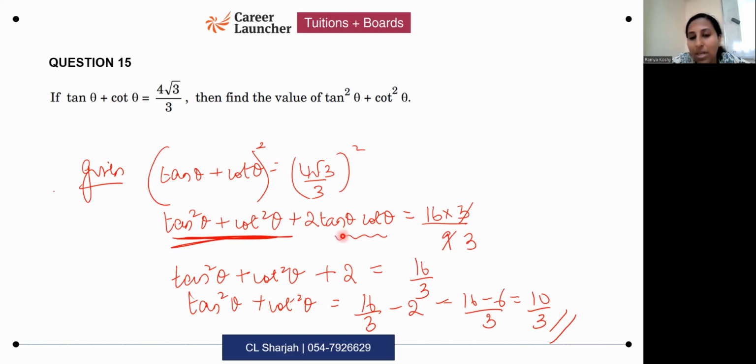A square, B square, 2AB. That is equal to this value. So you get tan square theta plus cot square theta as it is. You leave it as it is because that's what you require. But we know that tan and cot are reciprocals of each other. Cot is 1 by tan, so that will get cancelled. So you get this plus 2 is 16 by 3. Now rearrange to find the value. 16 by 3 minus 2, you get this value.